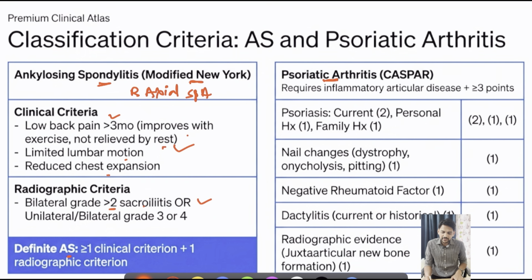And when it comes to the diagnosis of psoriatic arthritis, there is something called as CASPAR criteria. Again, here scores are given based on psoriasis features, the nail changes, and there should be negative RA factor. There might be predominant involvement of the digit presenting as dactylitis, and there should be radiographic evidence. So based on all these, again, we can fit the case into psoriatic arthritis. So these criteria are important for confirming the final diagnosis. So whenever you are suspecting any particular condition, just try to follow the criteria.